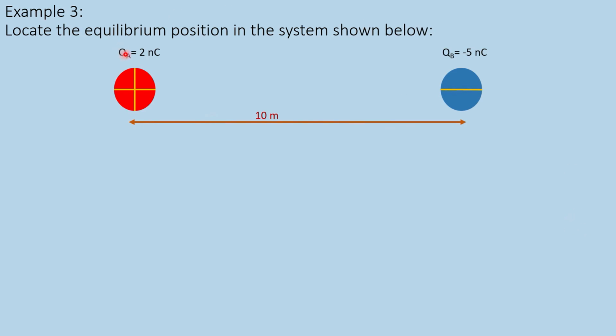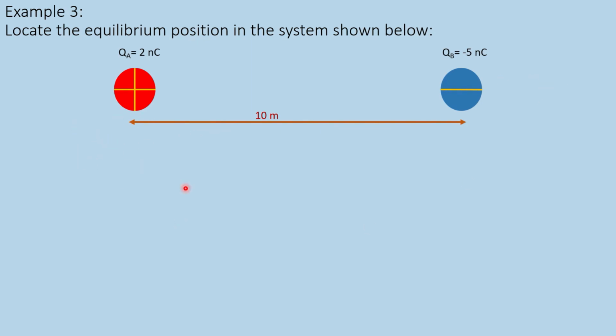Another example, locate the equilibrium position in this system. So, this system is a system of unlike charges. We have QA is 2 nanocoulombs, QB is negative 5 nanocoulombs. Always remember the minus sign for the charge indicates the polarity. So, the rule for unlike charges is that the equilibrium position is outside the space. It's not within this space, it's outside. So it's either on this side or on this side.